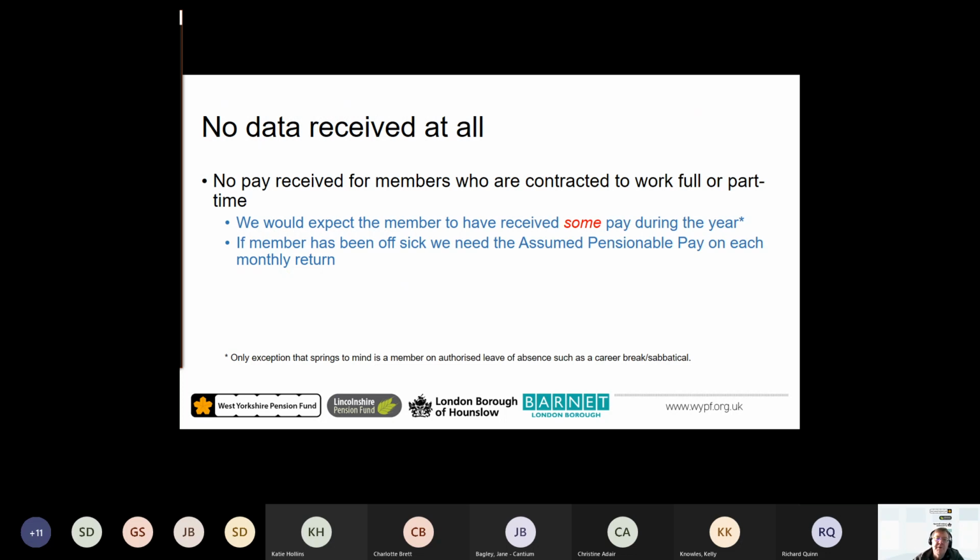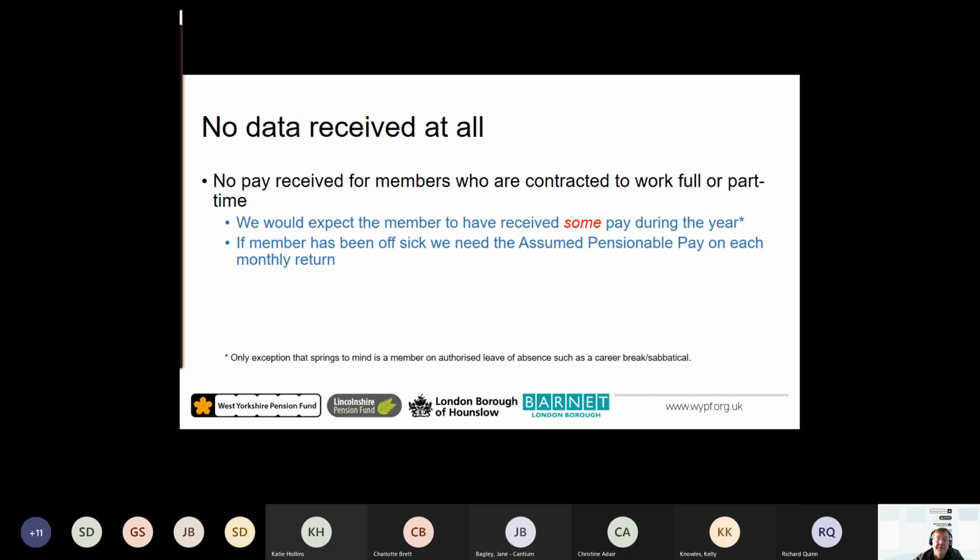No pay received for members who are contracted to work full or part-time. We would just expect everybody to receive some pay during the year. So the only exception that springs to mind is where members on an authorised leave of absence, such as a career break, sabbatical, that's for a period of more than 12 months. And you're not going to have a lot of them. So we are expecting data for everybody who works full or part-time.